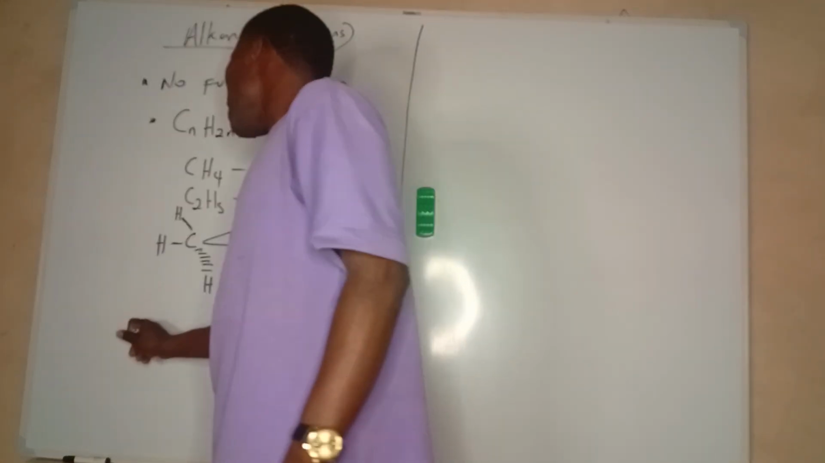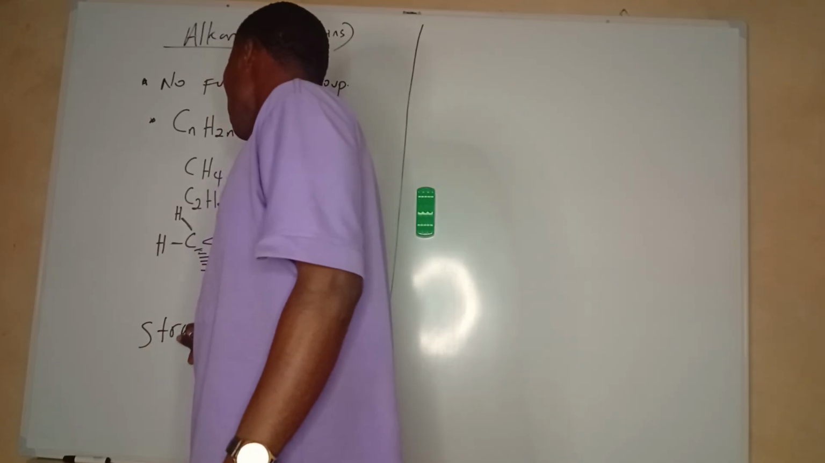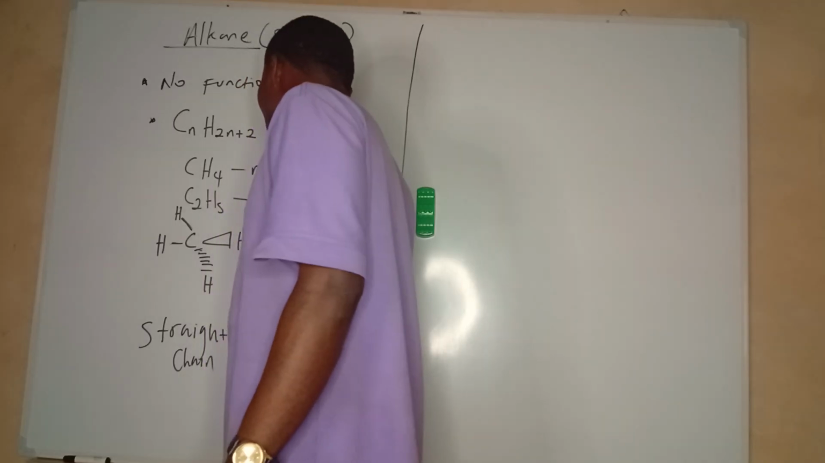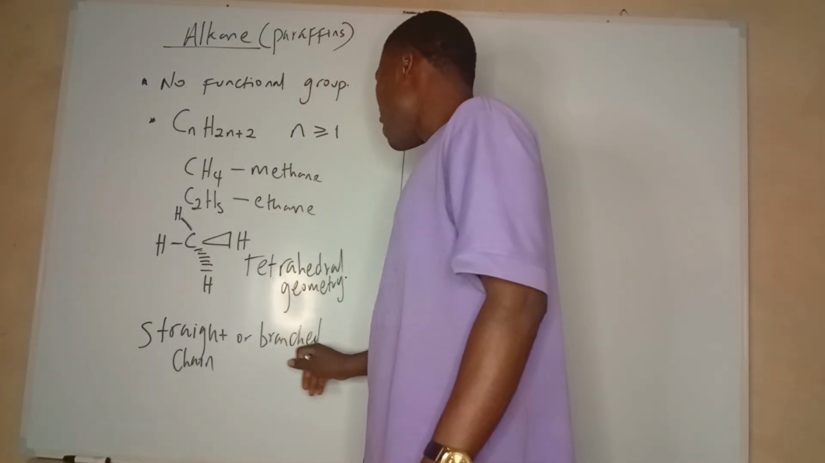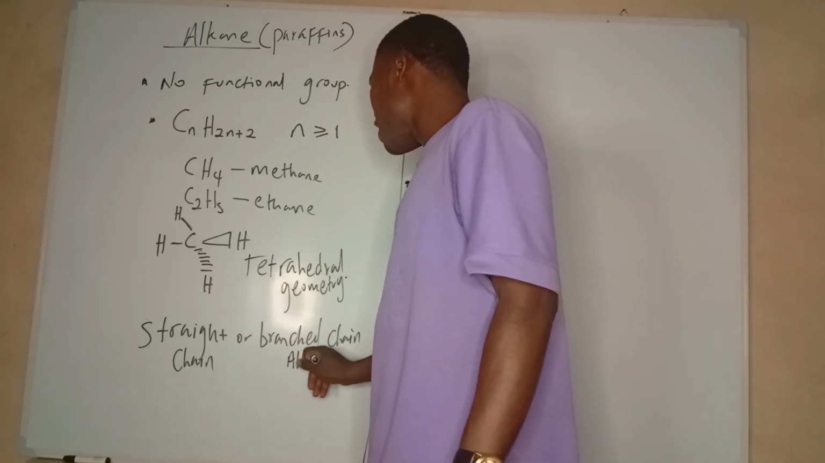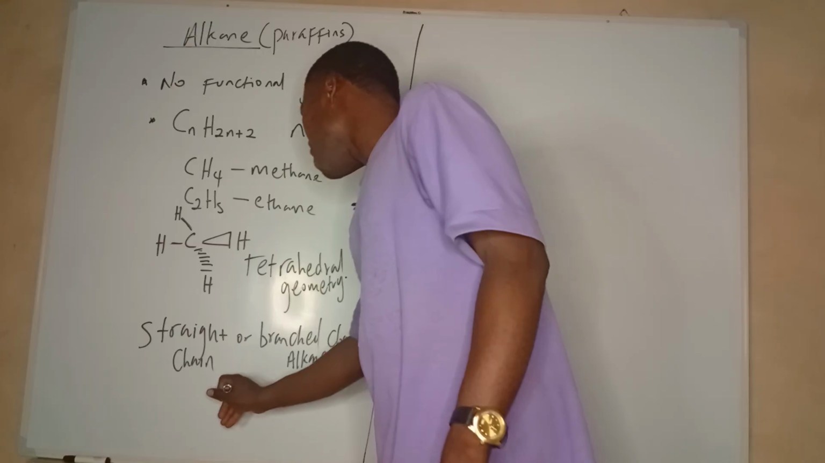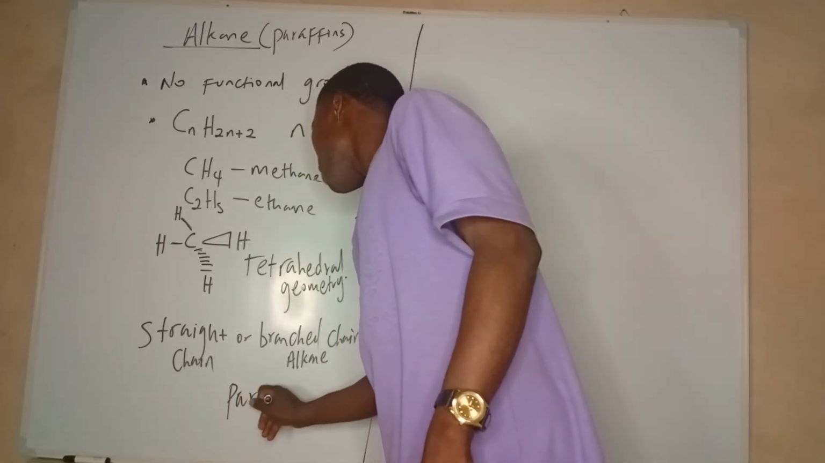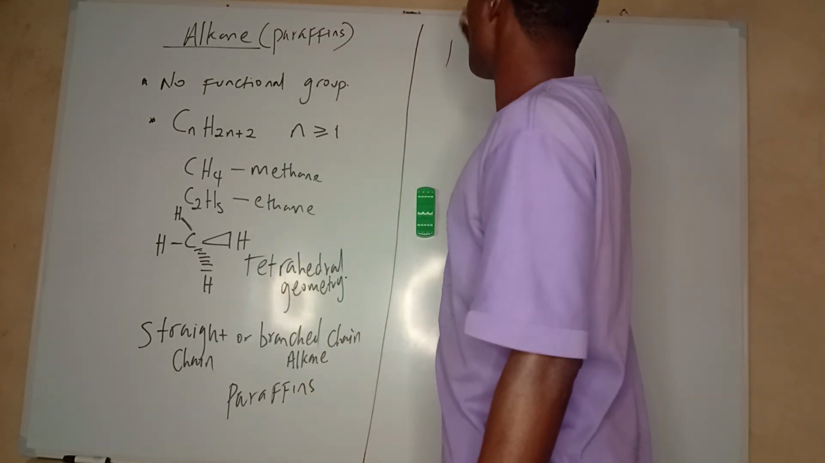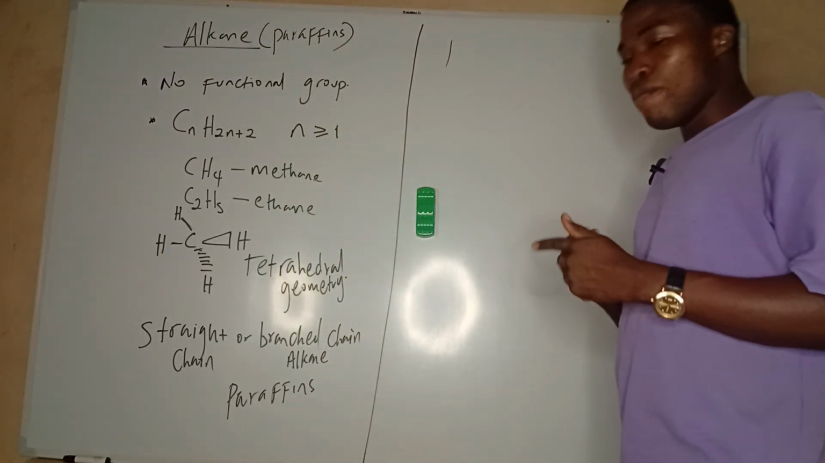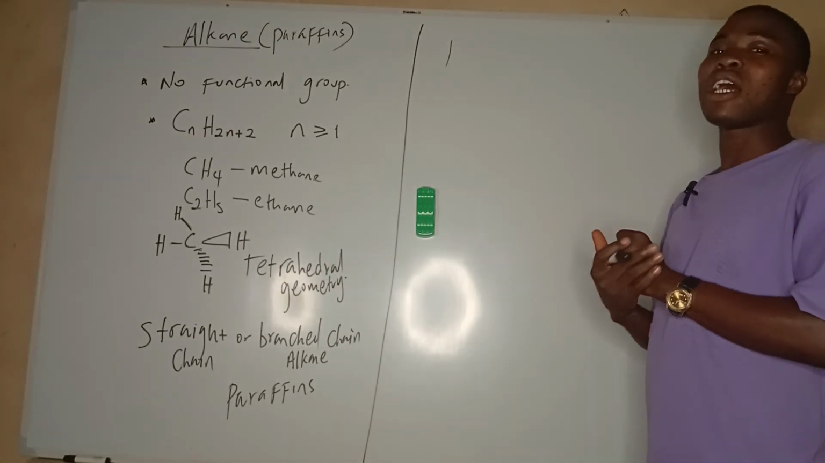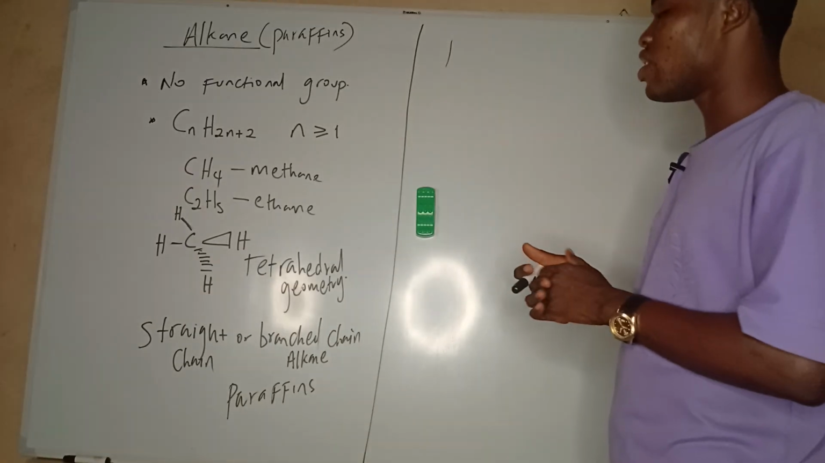Aliphatic alkanes that are either straight chain or branch chain are called paraffins. So when I start drawing structures, you will see them. Paraffins came from Greek words, parum and affinis. Parum means partial, and affinis means affinity. So straight chain or branching alkanes have partial affinity.